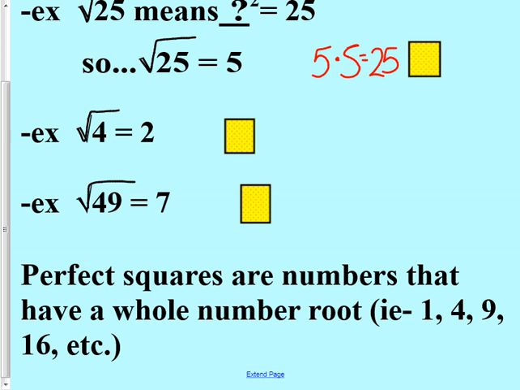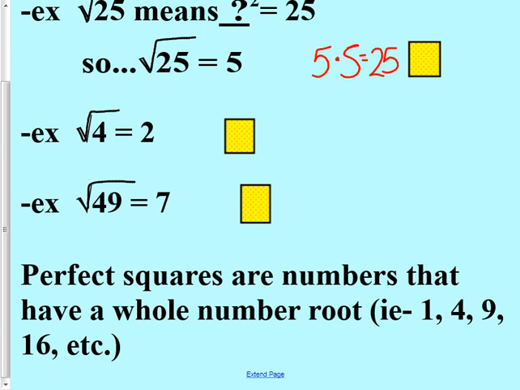Now, 25, 4, and 49 are what are called perfect squares, because a perfect square would be a number that has a whole number root. For example, 1 has a square root of 1. 4 has a square root of 2. 9 has a square root of 3. 16 has a square root of 4. And we could keep going on and on. 100, for example, is a perfect square because it has a square root of 10.